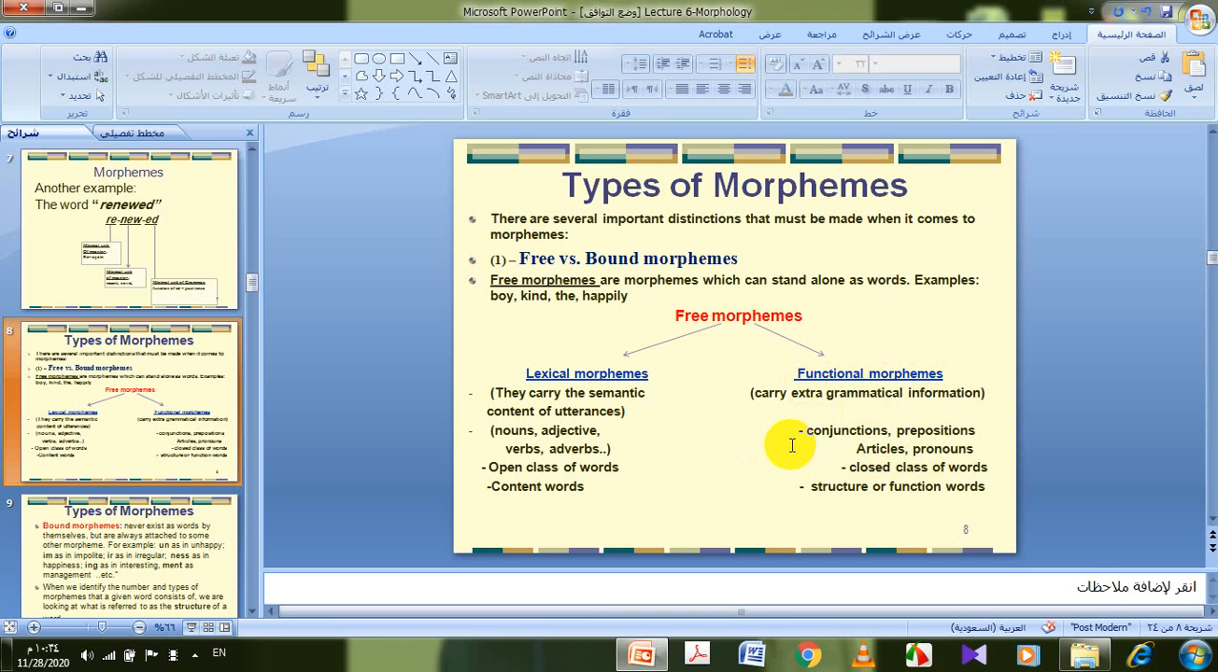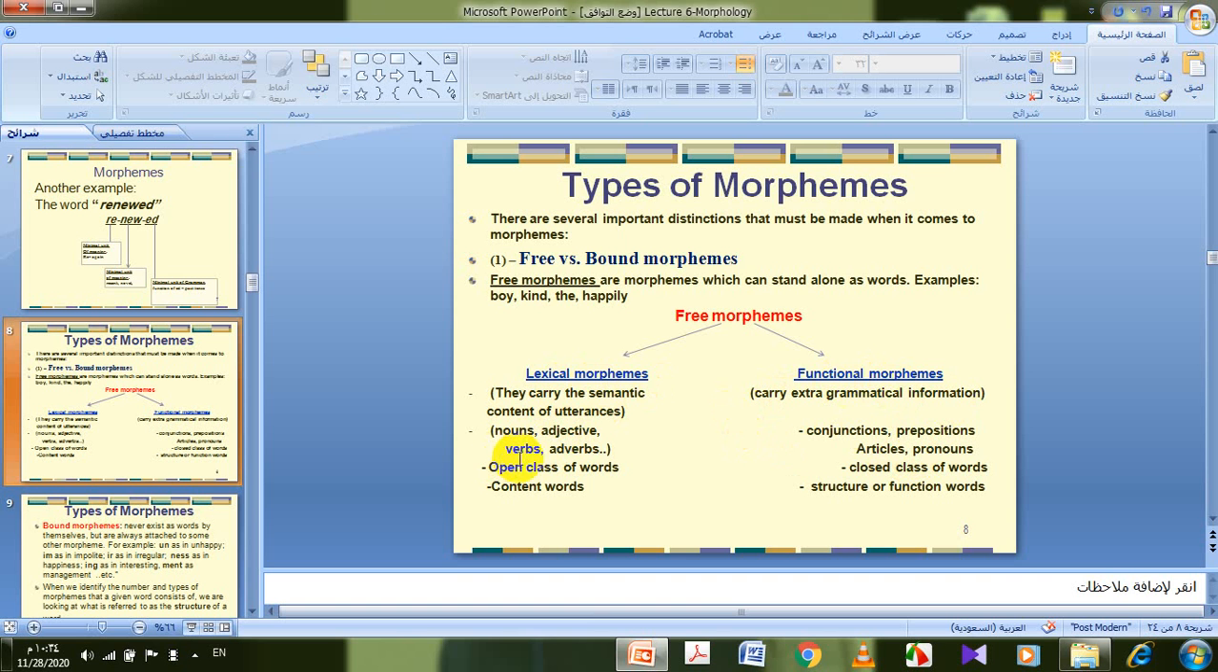So they are grammatically bound. They are functional morphemes like conjunctions, prepositions, articles, pronouns. They don't have meaning in themselves. They just convey a grammatical function. And that's why we say they carry extra grammatical information. Good. So we have examples here on lexical morphemes, and other examples on functional morphemes.